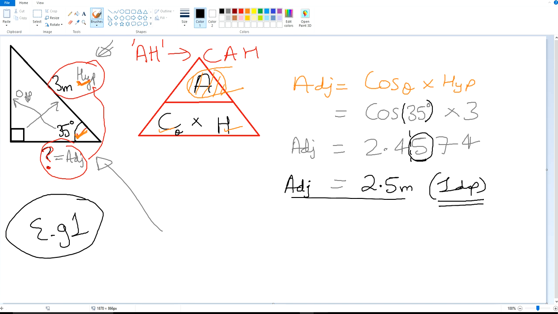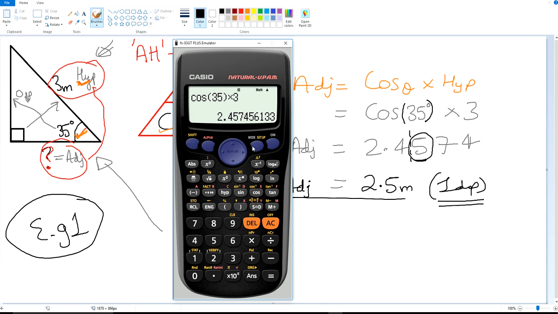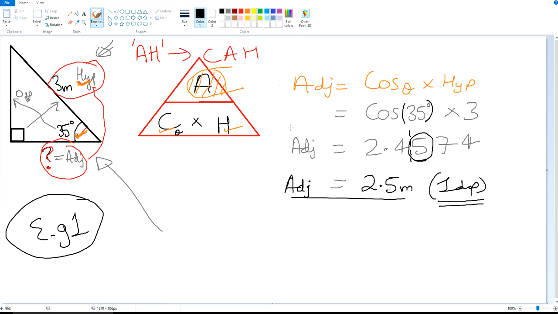That's all done. Now let's quickly go back to the initial query. If I reset that and press cos of 35, that gives us something very small. Then we multiply this by 3, and that is how we got our original answer of 2.45745 and so on. That's where it comes from. All right, that's the end of this video.